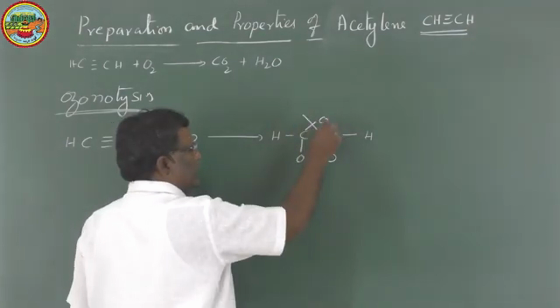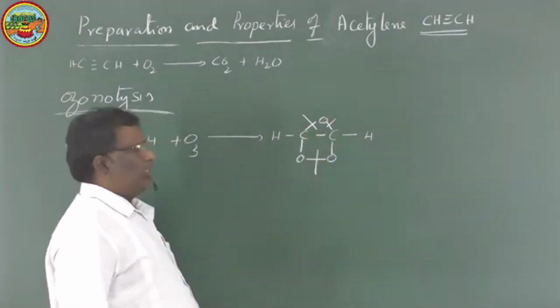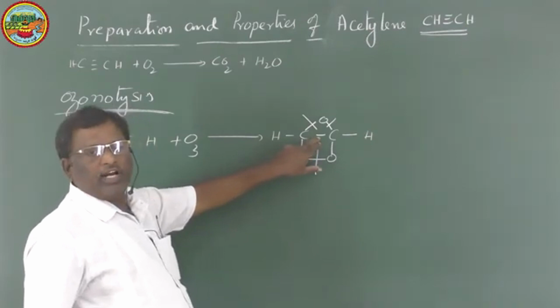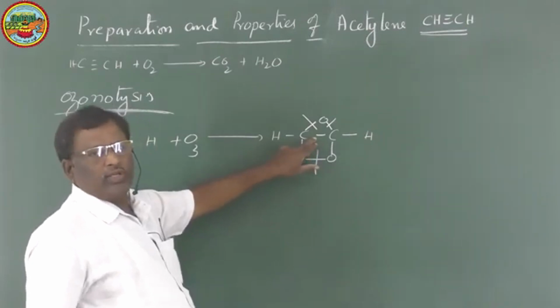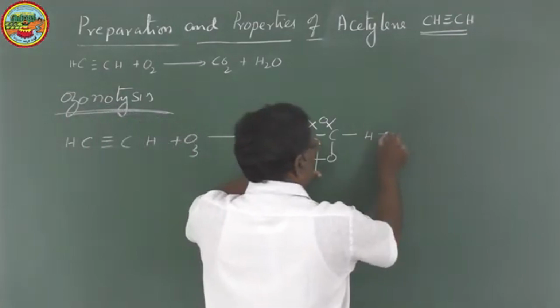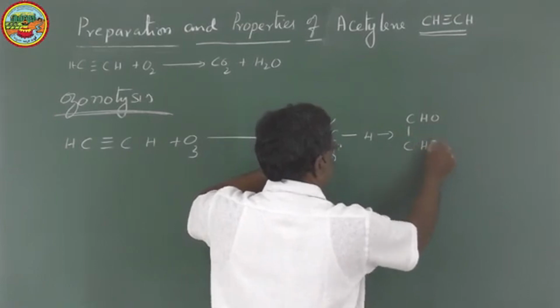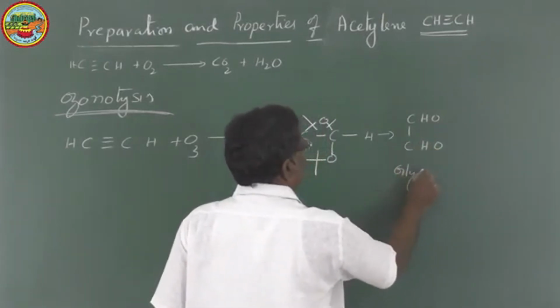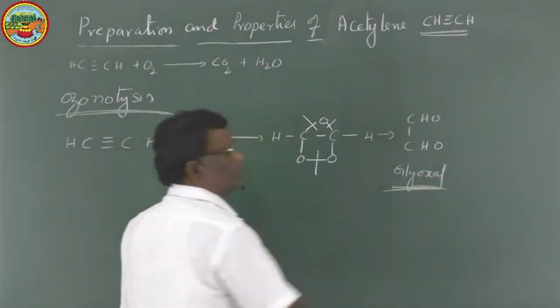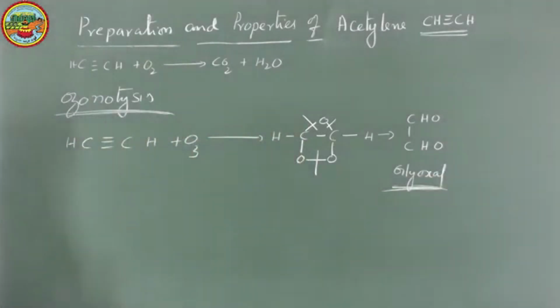Now when you hydrolyze it, the bond will be broken like this. The bond between carbon and carbon will still remain, so you will get CHO single bond CHO. This is glyoxal. In the case of ethylene, we got formaldehyde. Here we get glyoxal. Then another important reaction is polymerization.